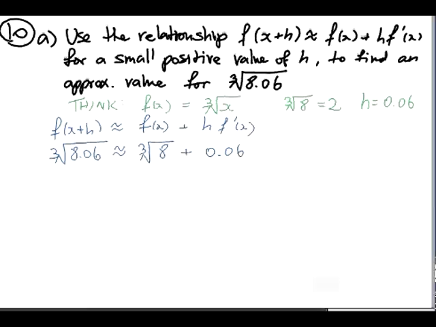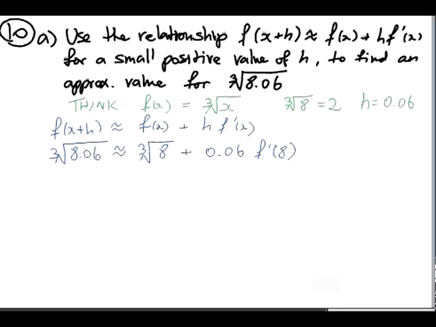f dashed of 8. There, look, we've set up our equation. All we need to go ahead and do is find f dashed of 8. Not hard, right? No, not really.